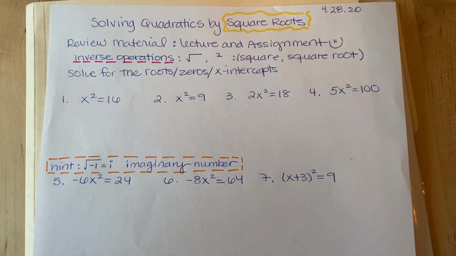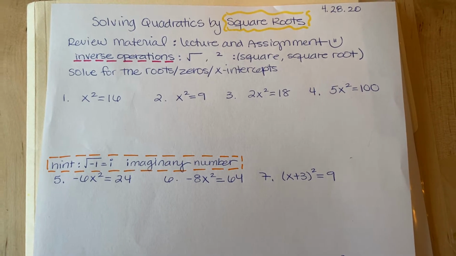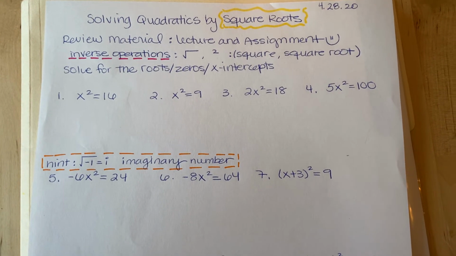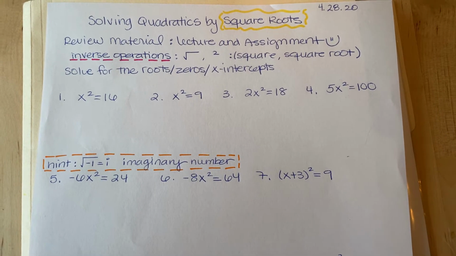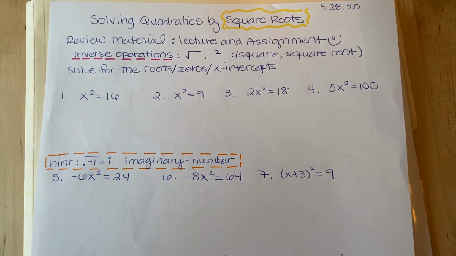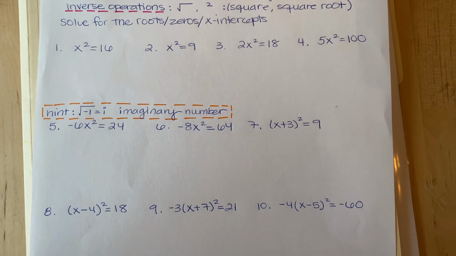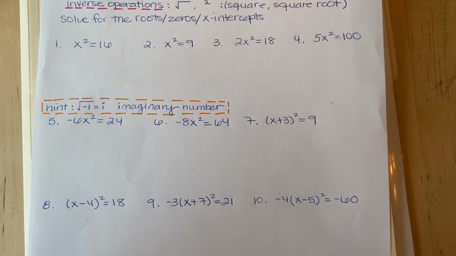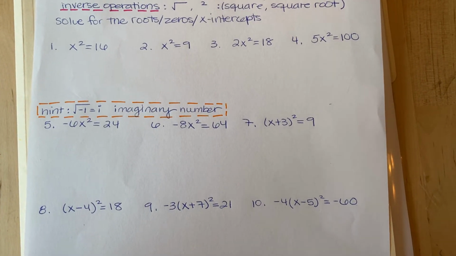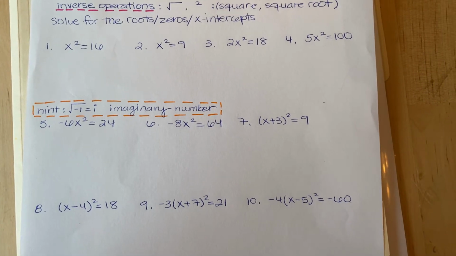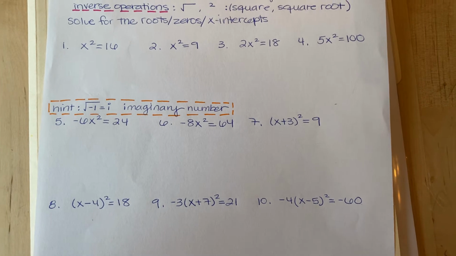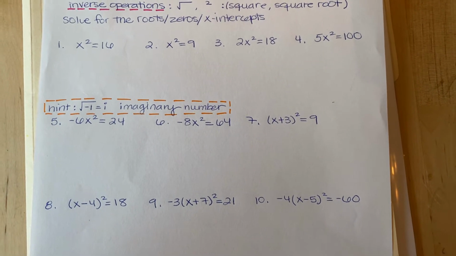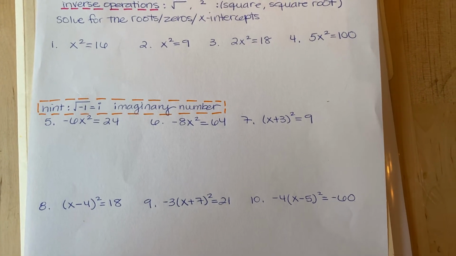So 1 and 2, we go straight into square rooting. 3 and 4, we have to inverse operate by dividing, and then we square root, so that's a 2-step. 5 and 6, we're now going to go into imaginary numbers. So we will have a negative radicand, which means the calculator is no use. And so we're going to take the i.